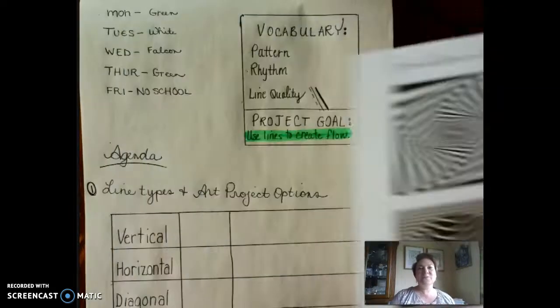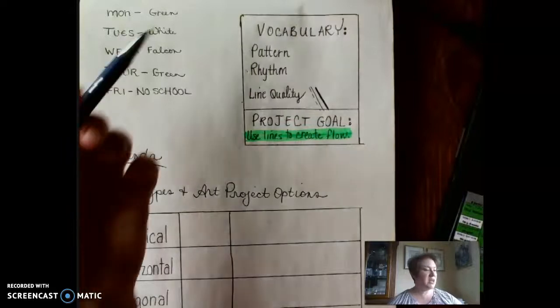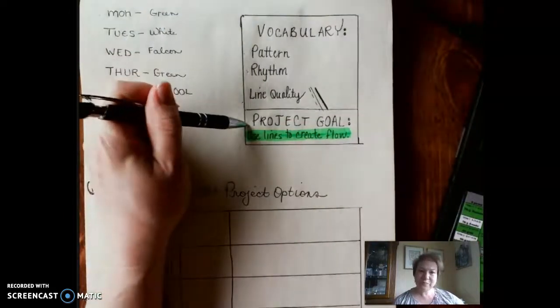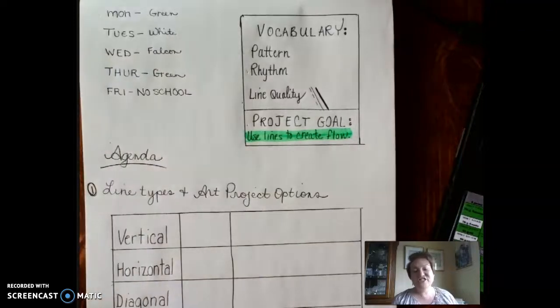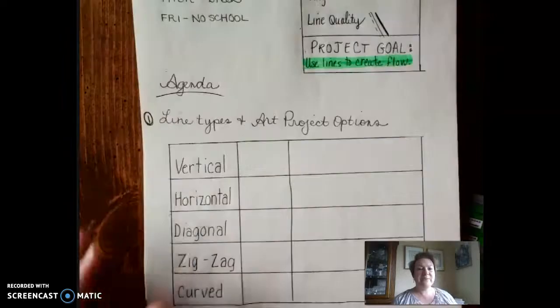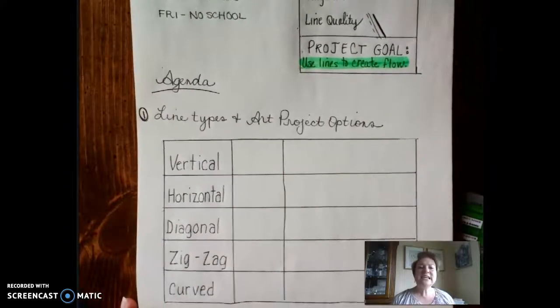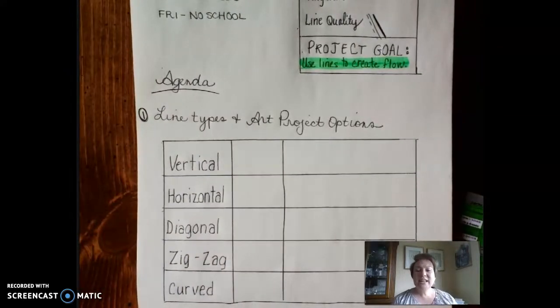Okay, so we've talked about at this point the goal, some of the vocabulary, and now I'd like to introduce you to the different types of lines that you will be creating. If you already know these and know them well, then fine, you can just listen.